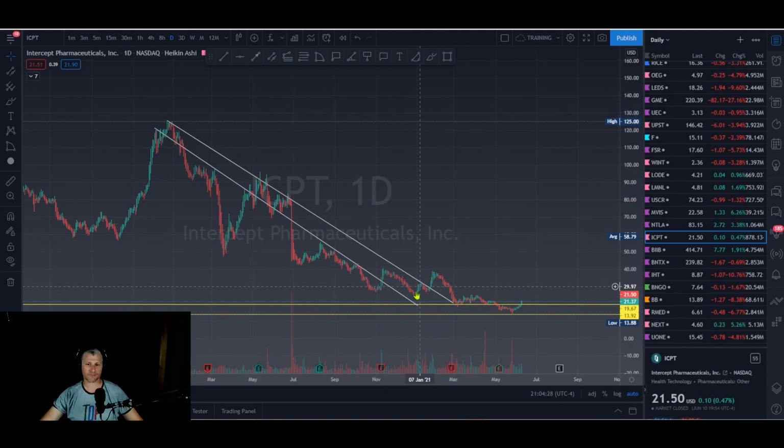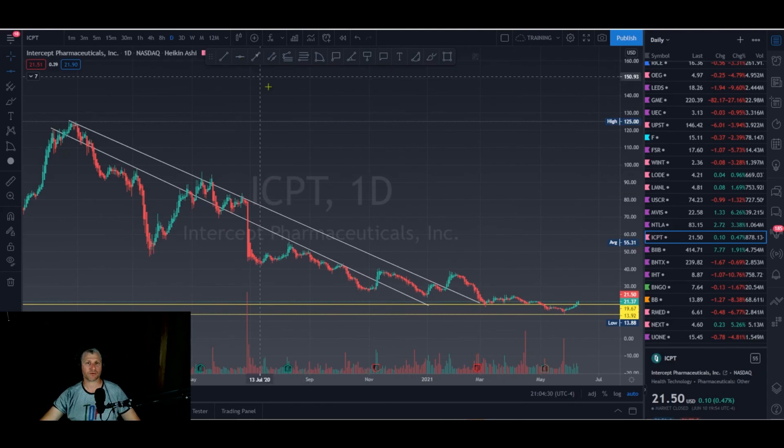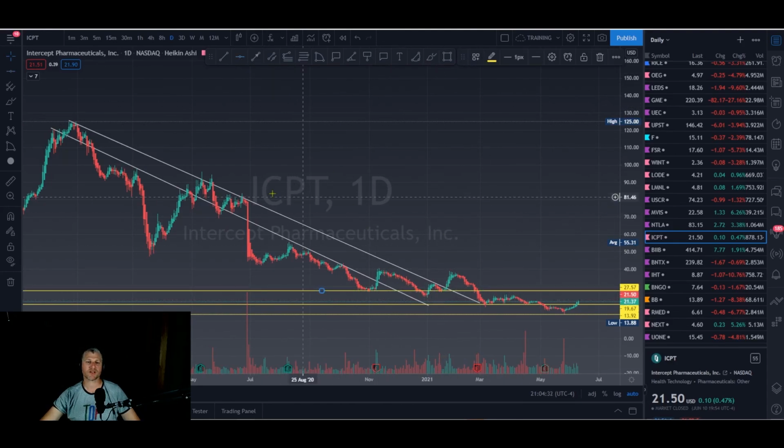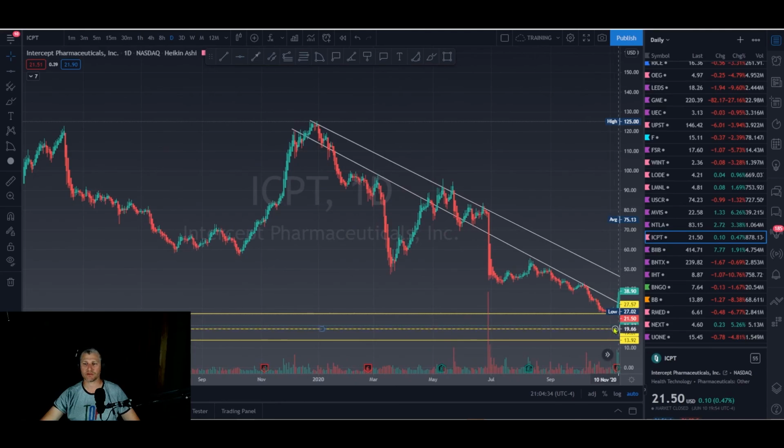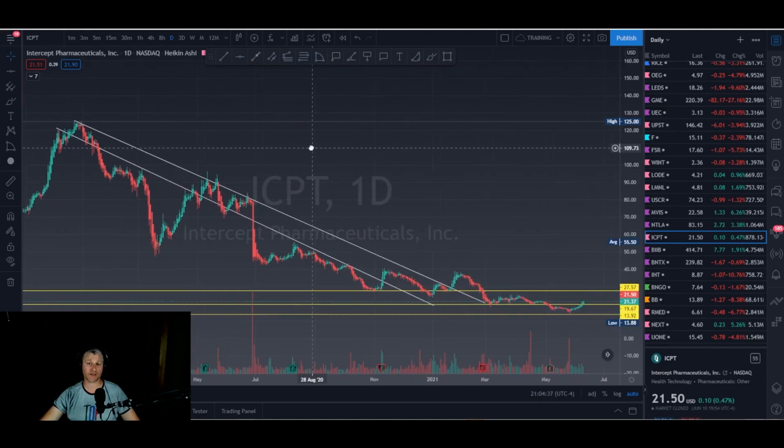So we're using this line. So we're going to have to put a support line here. Don't forget, as this would be coming down, we would be adding our lines in on the way down. Okay.